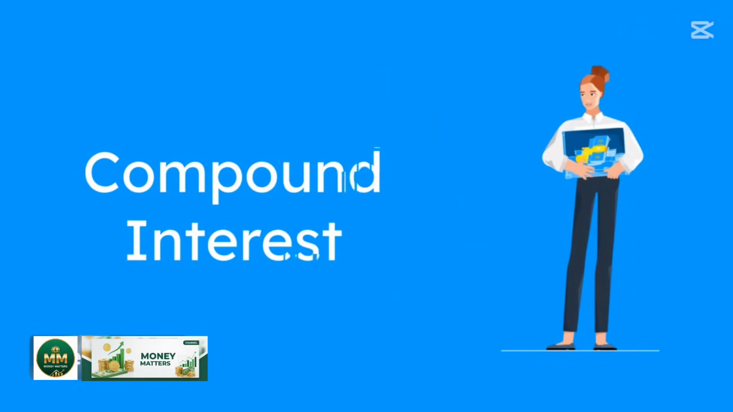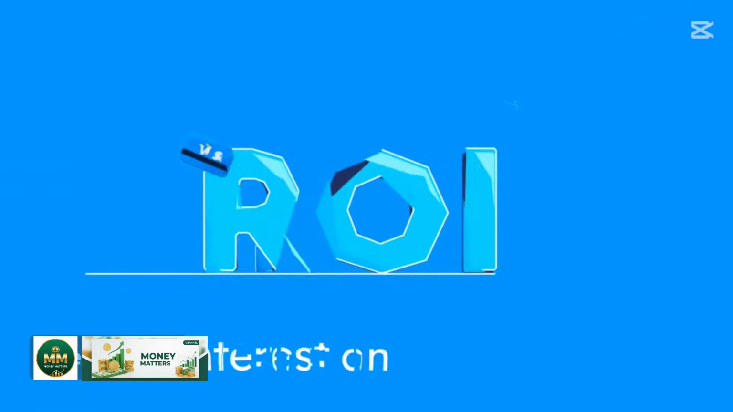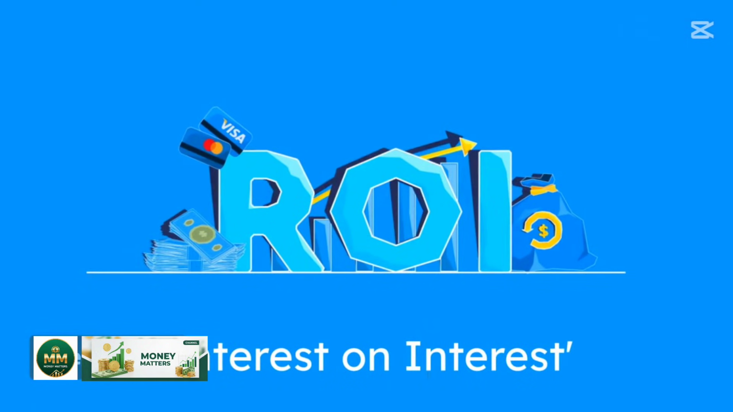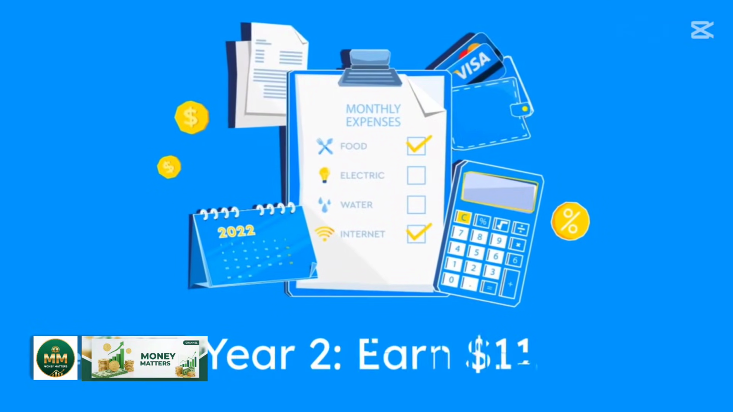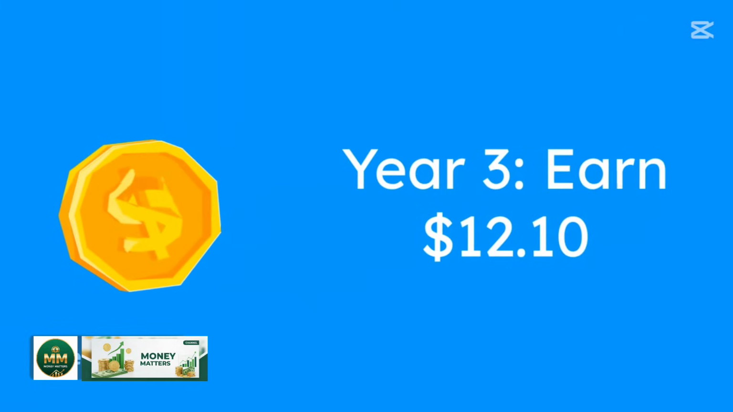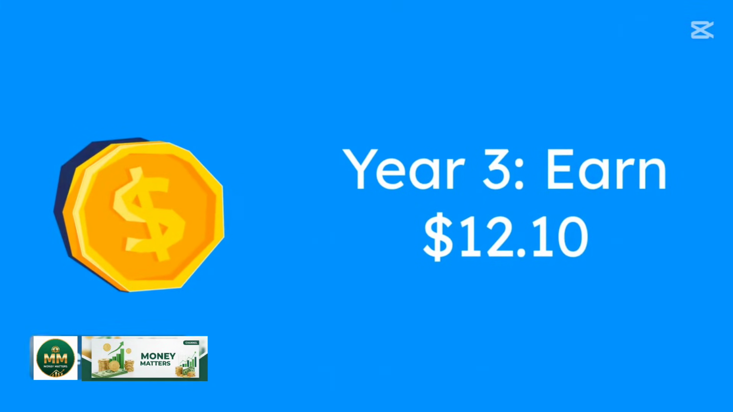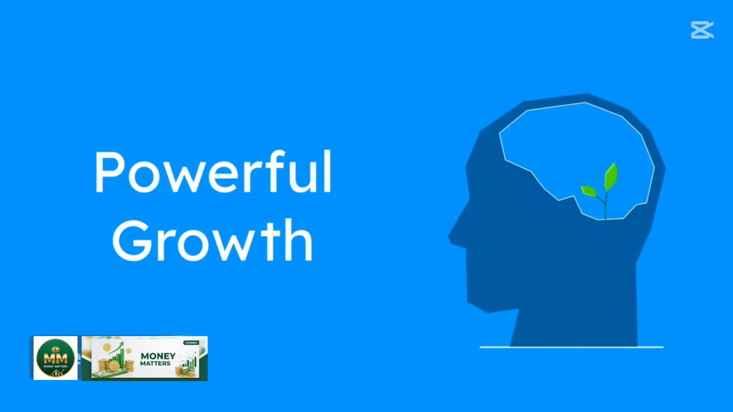Compound interest is more exciting because you pay or earn interest on the original amount and on the interest that has already been added. This is why it's often called interest on interest. If you invest $100 at 10% compound interest, after the first year, you earn $10. In the second year, you earn 10% on $110, which is $11. In the third year, you earn 10% on $121, which is $12.10. Over time, compound interest can make your money grow much faster than simple interest. The longer you leave it, the more powerful the growth becomes.